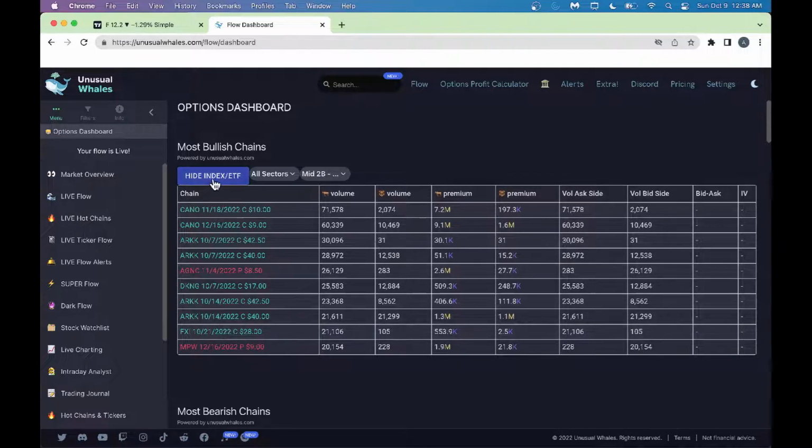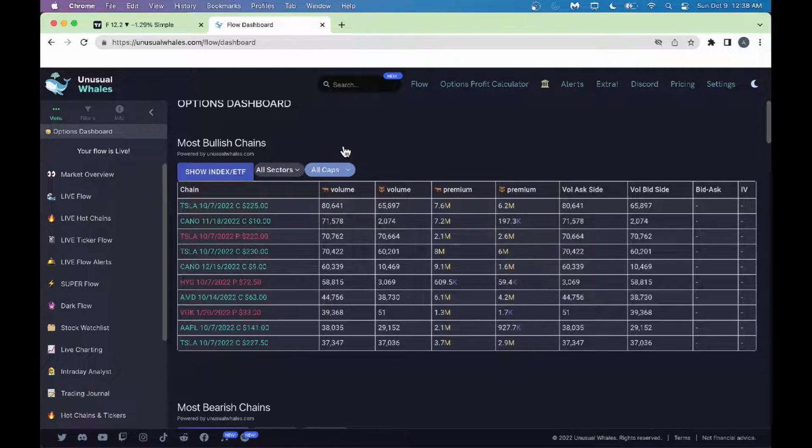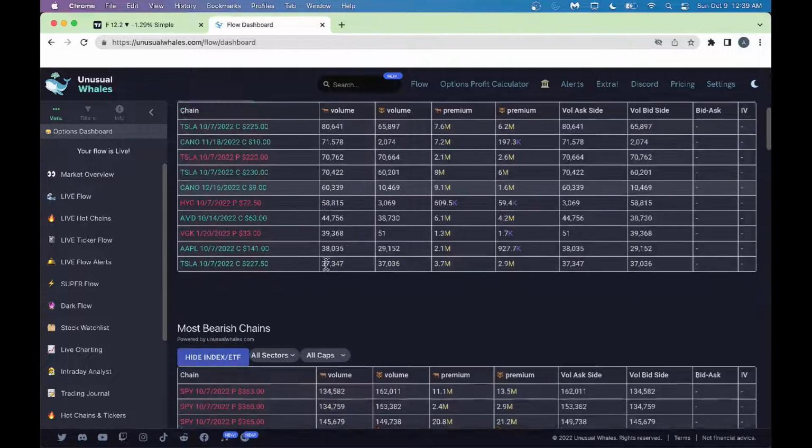Even though I said hide ETF, it looks like it's giving some ETFs also here, but I think these folks are working on it. You get the idea. Just by looking at this, you get a good idea on what are the hot chains here. Most bullish chains are the first one here. Tesla 230 is a good bullish chain right now. You could do some more research and go from there.